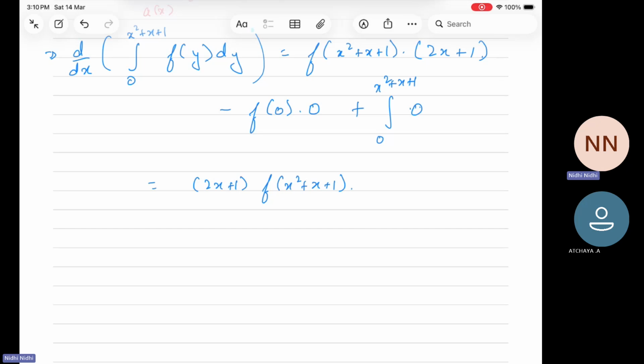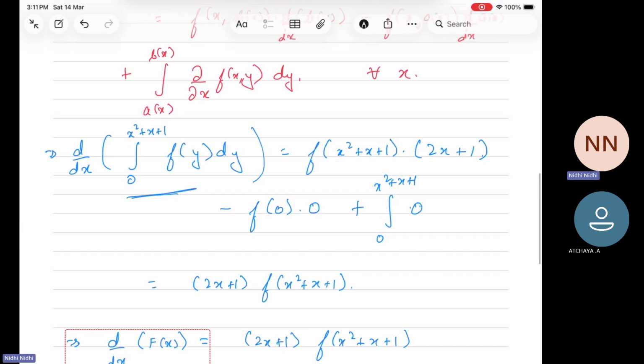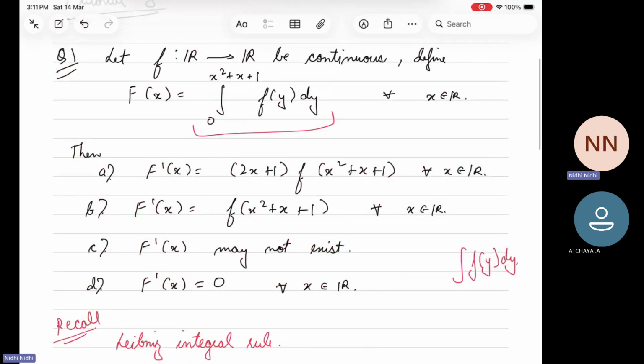Now, since the function here is our capital F, this gives us d by dx of F(x) equal to 2x plus 1 times f of x squared plus x plus 1 for every x in R. And this is our first option. Therefore, the first option is correct.